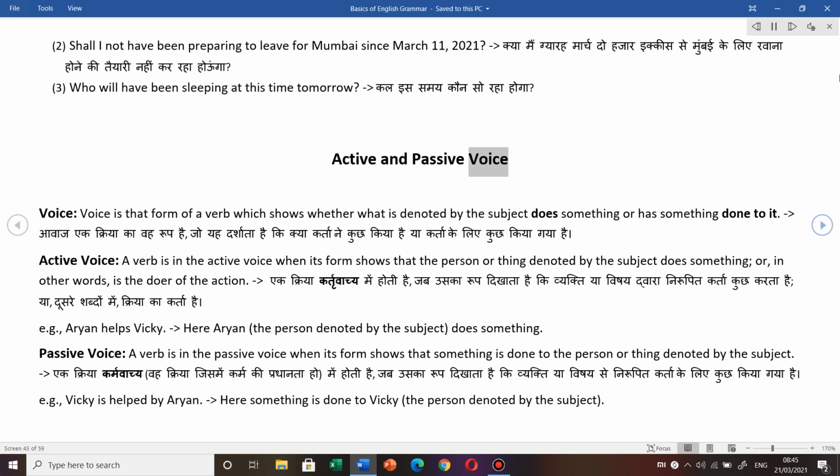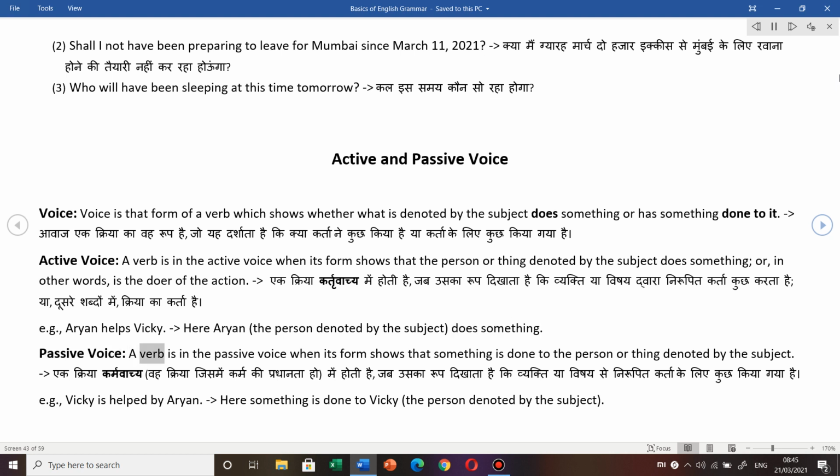Active and passive voice. Voice is that form of a verb which shows whether what is denoted by the subject does something or has something done to it. Active voice. A verb is in the active voice when its form shows that the person or thing denoted by the subject does something, or, in other words, is the doer of the action. E.g., Ian helps Vicky. Here Ian, the person denoted by the subject, does something.